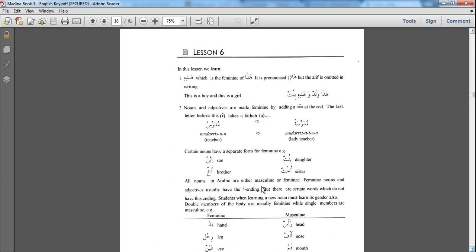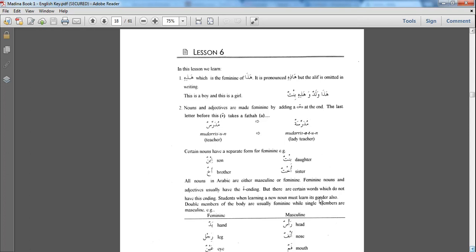All nouns in Arabic are either masculine or feminine. Feminine nouns and adjectives usually have the ta ending, but there are certain words which do not have this ending, and they are known as mu'annath sima'i. Mu'annath sima'i, like shamsun, ardun, narun, etc. These are all feminine but do not have the ta at the end of them. They are known as mu'annath sima'i.